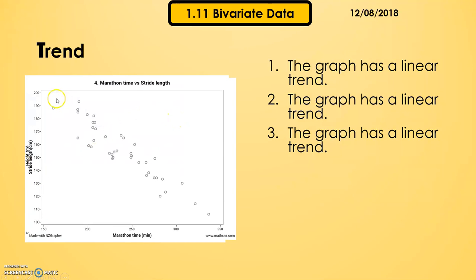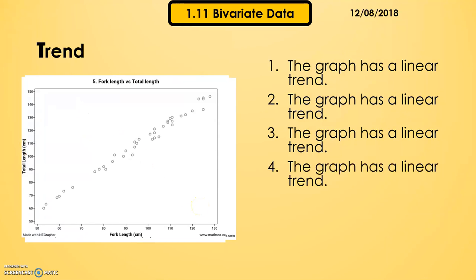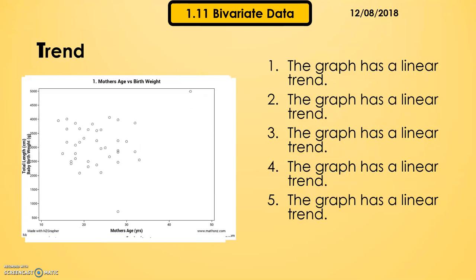Right. Marathon times, linear trend. Fork length versus total length. We can say that's a linear trend. And then the last one, we're going to say that there's no trend. Now, the reason why there's no trend is that even though we've got these outliers out here that have stretched out our scales, this grouping here, I could equally put a line in this direction or this direction or this direction, and it would look in place. So there is no trend for that relationship.